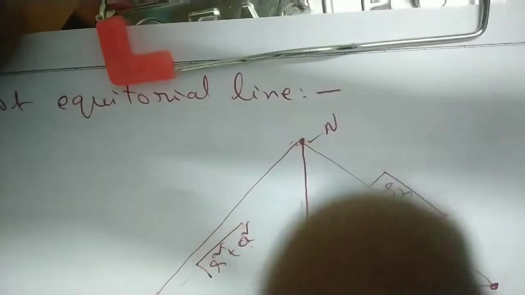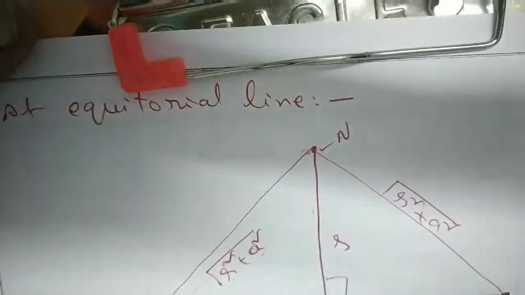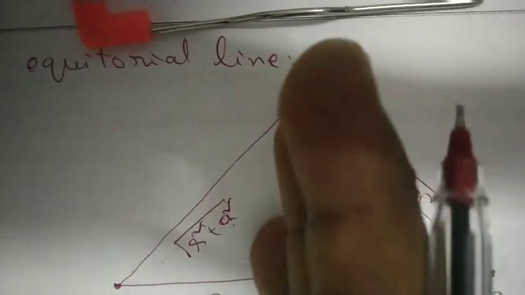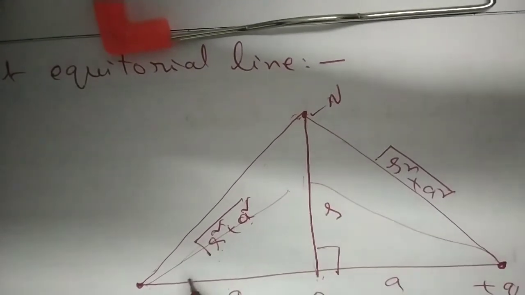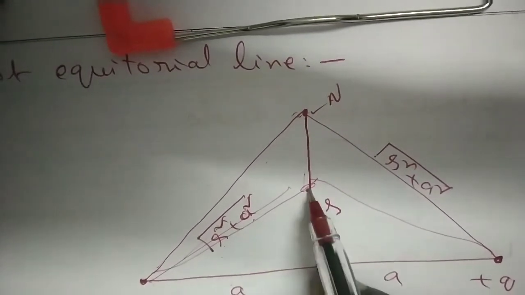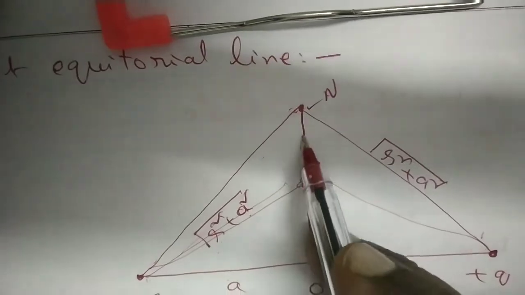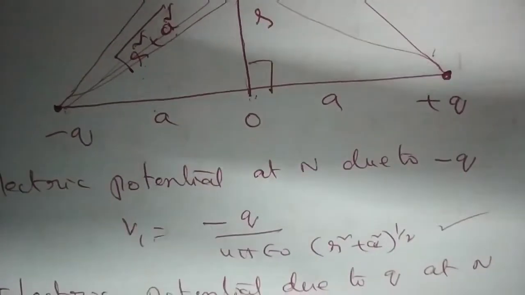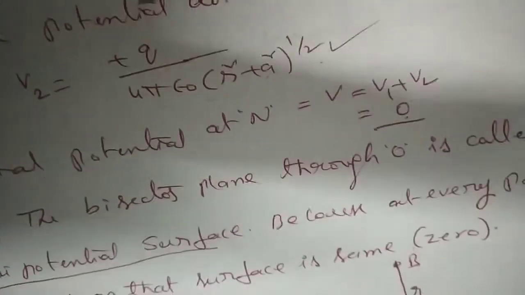Not only point n, on that perpendicular bisector surface, not only the line, if you imagine a surface, on that surface at every point the potential will become 0 due to the dipole. Because every point on that surface is at equal distance from minus q and plus q. So at this point, due to minus q there is negative potential, due to plus q there is positive potential, and both will get cancelled. Potential will become 0 at every point on this surface. So that's why this surface is called an equipotential surface, because at every point the potential is the same. Of course, it is 0. That is called an equipotential surface.